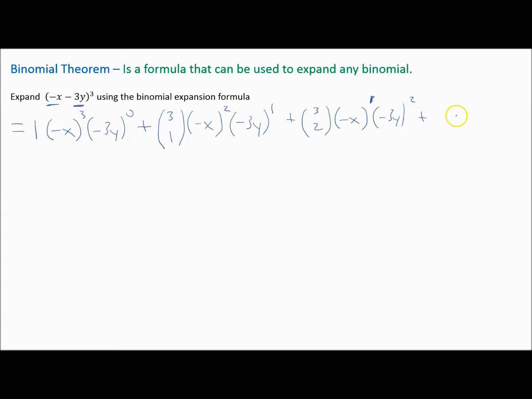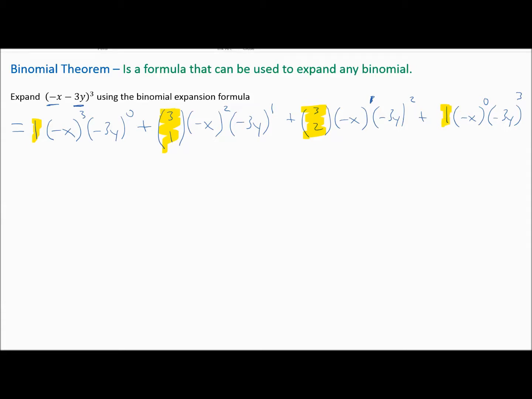And then my last one in line, you could either put 3 choose 3, or you can just put that 1, because the first one and the last ones are always 1. Negative x to the 0 power, because it's counting down. Notice 3, 2, 1, 0. And then my second term, negative 3y, is to the third. So again, I want you to notice the patterns here. Okay, so the coefficients are 1, 3 choose 1, 3 choose 2. You could call that 3 choose 3, which is 1.